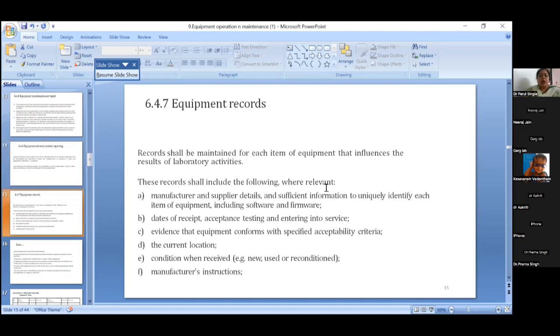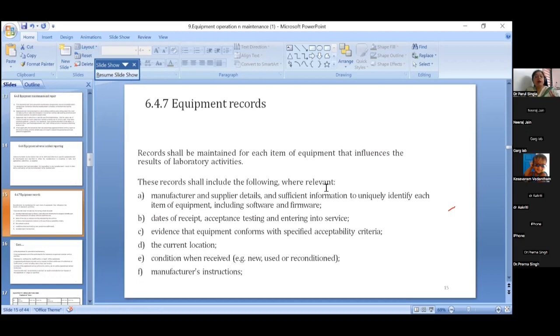Then what are the equipment records? Records shall be maintained for each item of equipment, as we said along the way that you have to keep its record. So this is the list of equipment records that you have to maintain. In these records, manufacturer and supplier details will come, so that you can contact them in a timely manner. So you should have a list of who is the manufacturer and supplier of it, who is the application manager, who is the engineer of the equipment, and how to contact them, their phone numbers and email IDs. Sufficient information to uniquely identify each item of equipment, including its software and firmware.